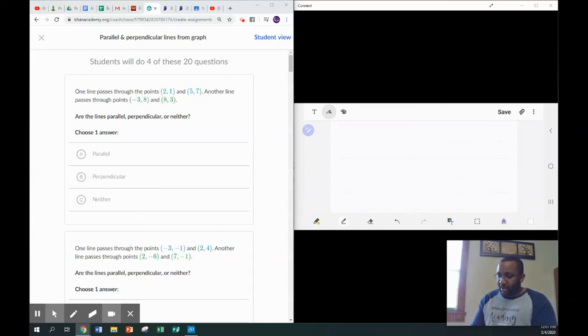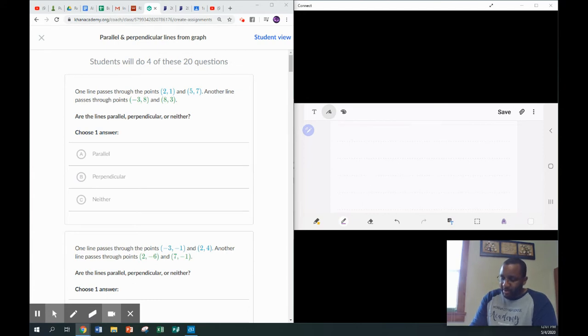Right, let's walk through a couple problems here. Students will do 4 of these 20 questions. One line passes through the points (2, 1) and (5, 7). Another line passes through the points (-3, 8) and (8, 3). Are the lines parallel, perpendicular, or neither?